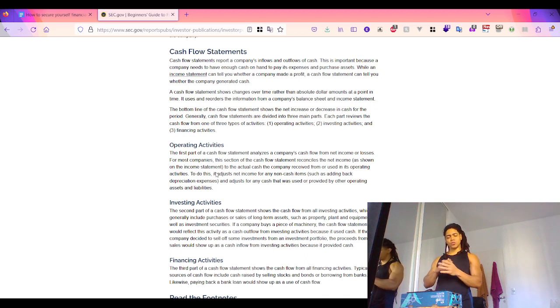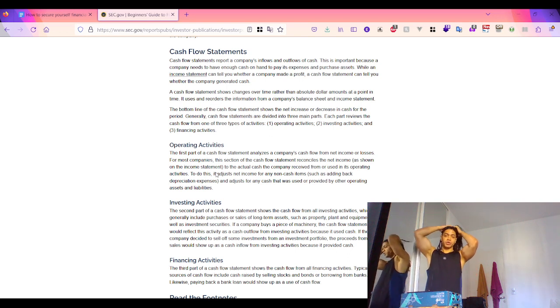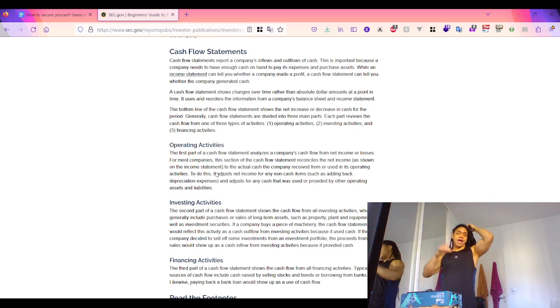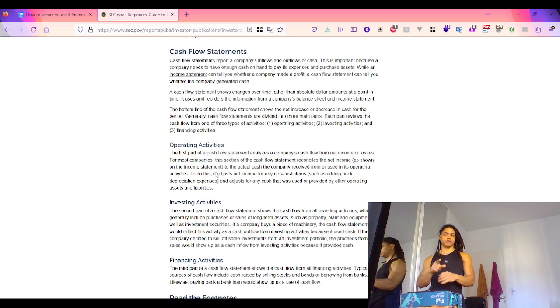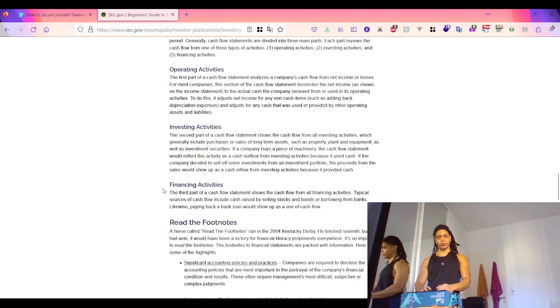So with that, generally this is organized into three types. You have operating activities, investing activities, and financing activities, right? Now what I'm looking at is the different parts of the cash flow statement, right? So you have, first, the operating activities.